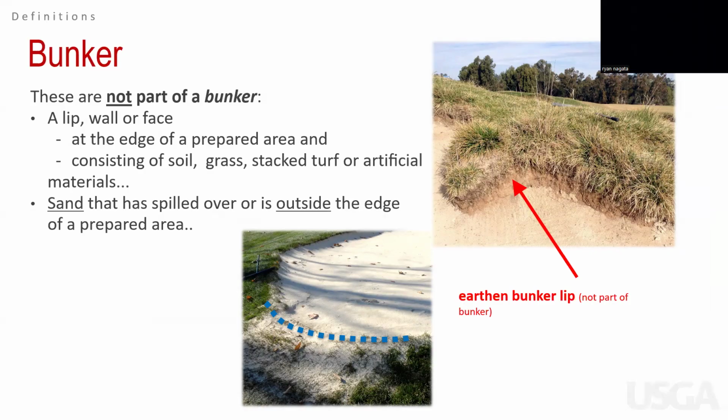Also, sand that has spilled over or is outside the edge of a prepared area, as seen in the image on the bottom left. This is an example of a bunker where it looks like the maintenance vehicle or the bunker raking machine enters and exits from this portion of the bunker, causing a little bit of erosion there to the actual lip or the outside edge of that bunker. So if a ball were to come to rest on, say, the outside of this blue dotted line here, even though it's on top of the sand material, it will not be considered as being at rest in the bunker because it is outside of where the intended edge of the bunker is supposed to be.